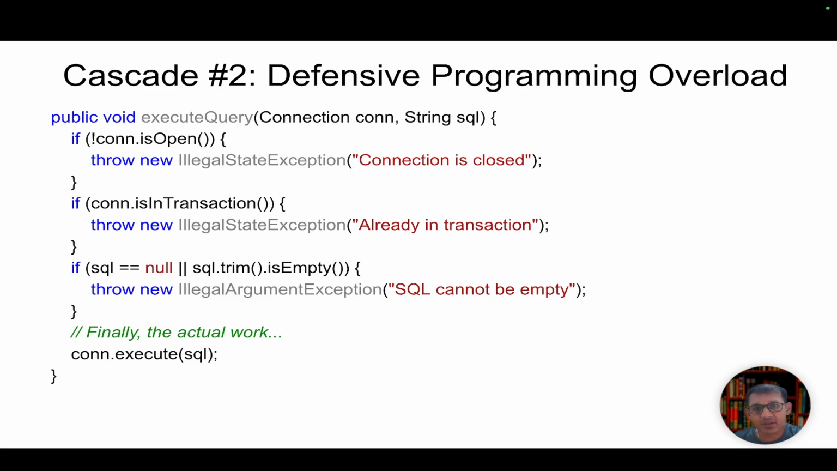Second, you get defensive programming overload. Every method becomes a gatekeeper, checking and rechecking state. Half the code becomes protocol validation instead of actual business logic. Methods that should be simple become bloated with state checks and error handling.